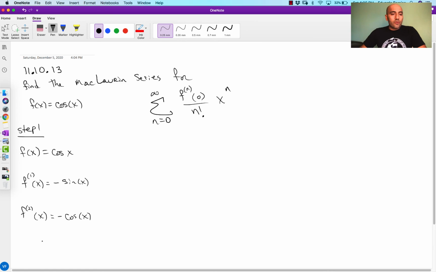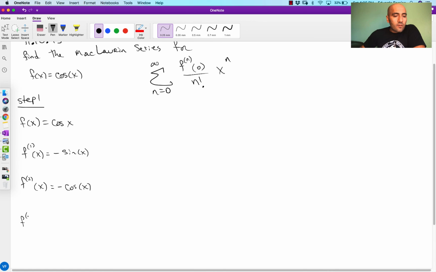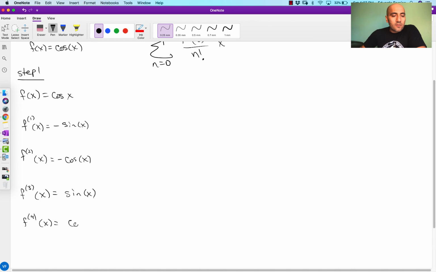And then we're going to need the third derivative. The third derivative with respect to x is going to be equal to, again, the derivative of cosine is negative sine, so we're going to get a positive sine x. And then the fourth derivative with respect to x is going to be equal to cosine x. And then the fifth derivative with respect to x is going to be equal to negative sine x.